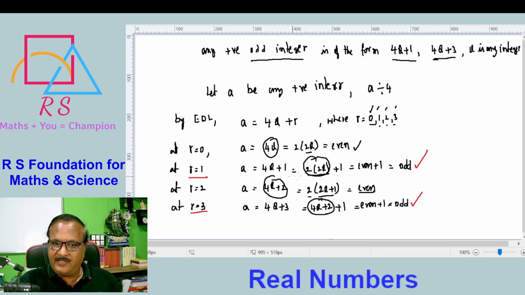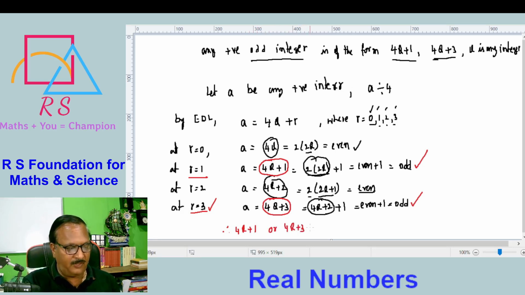So at r is equal to 1, what is the form of a? 4q plus 1. At r is equal to 3, what is the form of a? Because we have assumed 4q plus 1. Therefore 4q plus 1 and 4q plus 3 are both odd integer forms, and they are always odd.